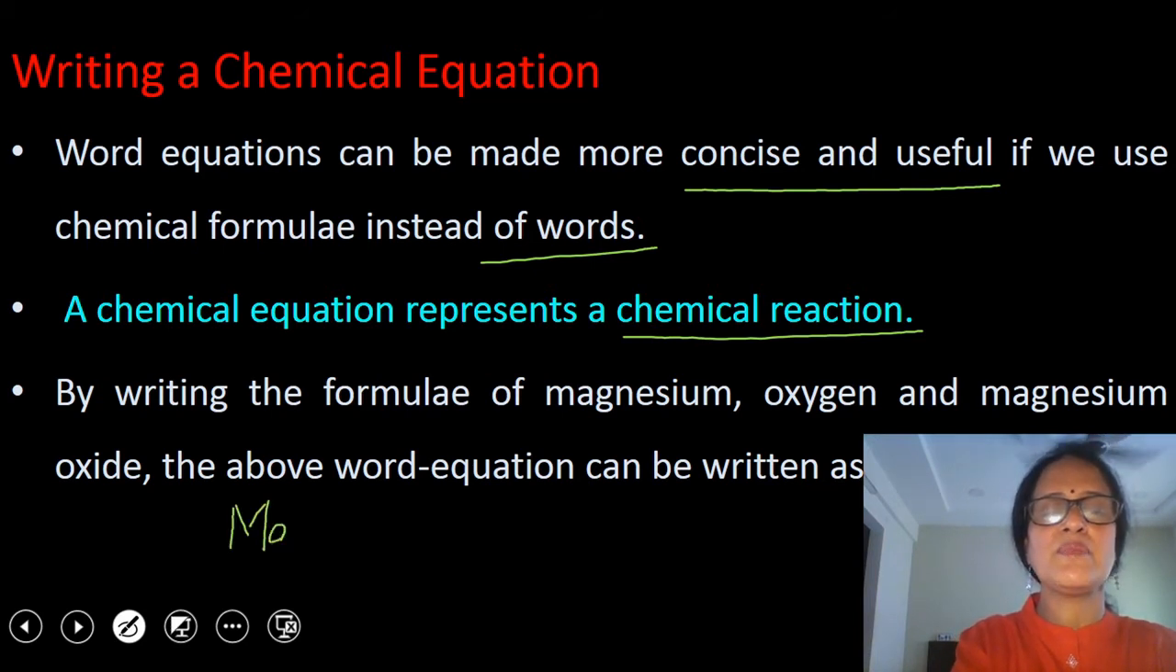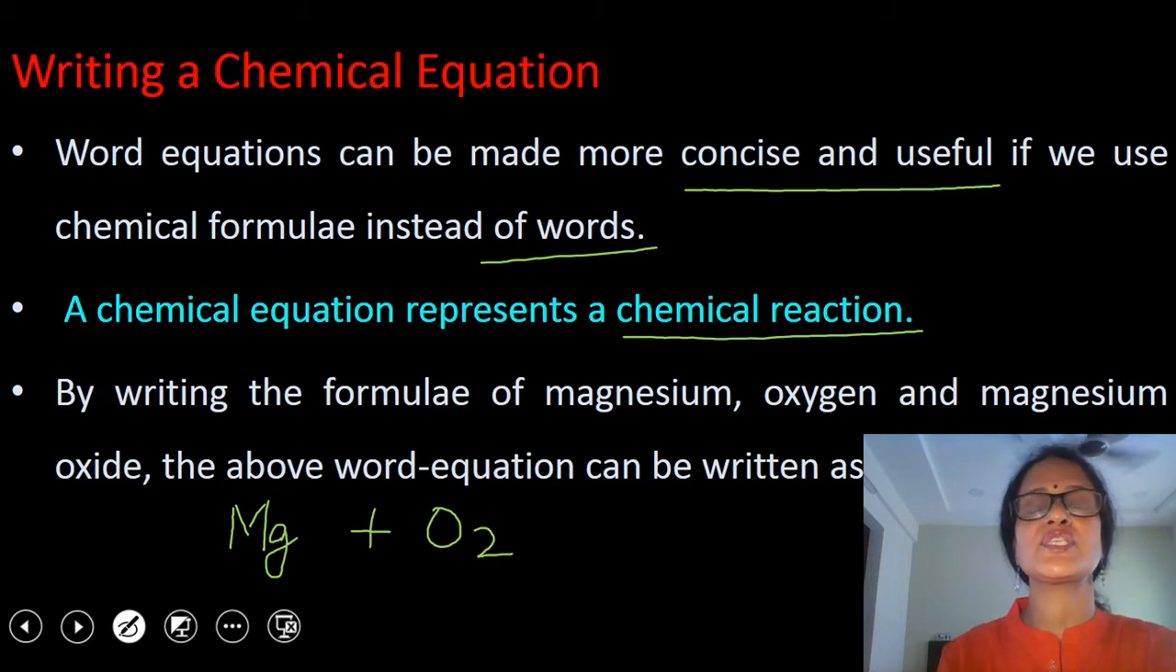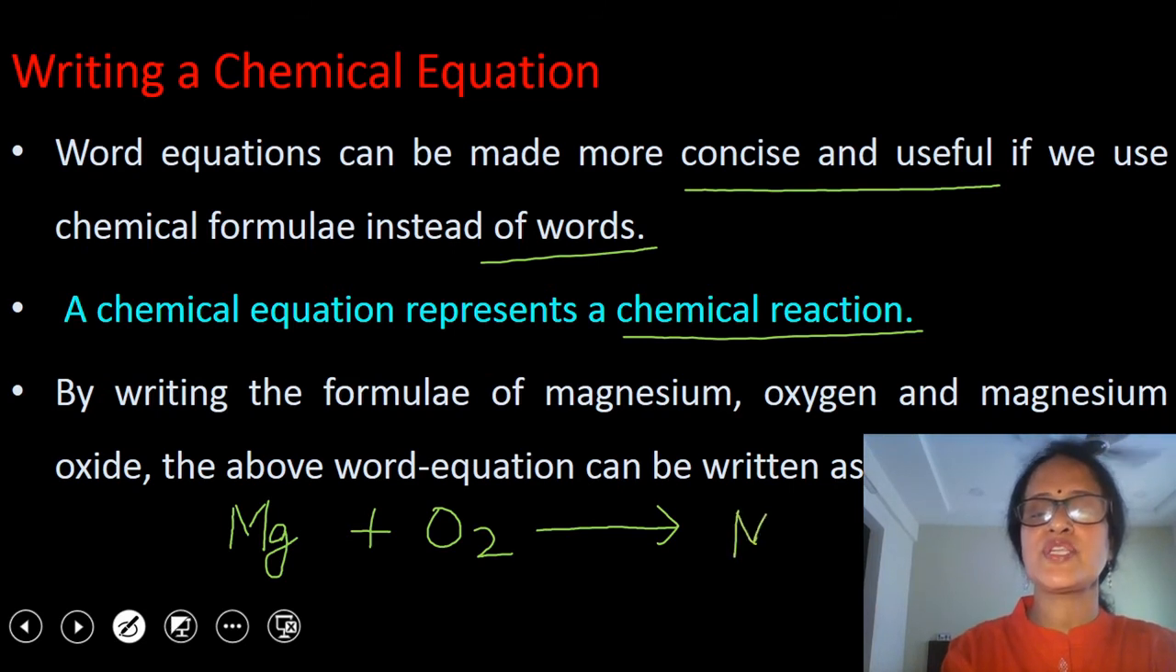You know that the symbol of magnesium is Mg and the symbol of oxygen is O, but molecular oxygen is taking part in this reaction, so we will write O2. Then the arrow. The head of the arrow will be towards the product. Magnesium and oxygen react together and they form magnesium oxide. The formula of magnesium oxide is MgO.